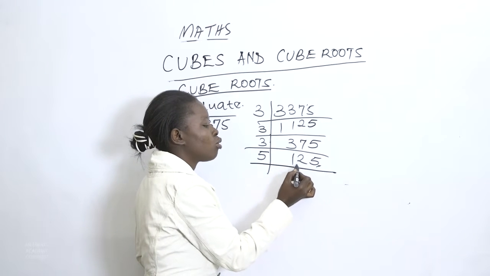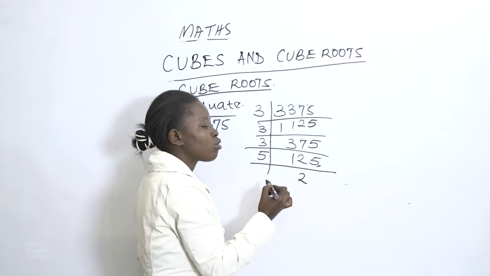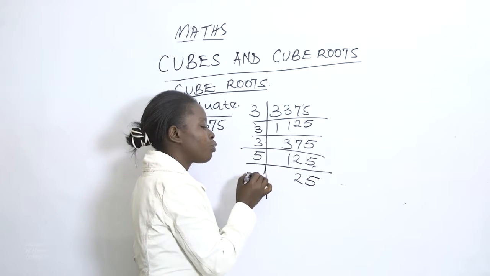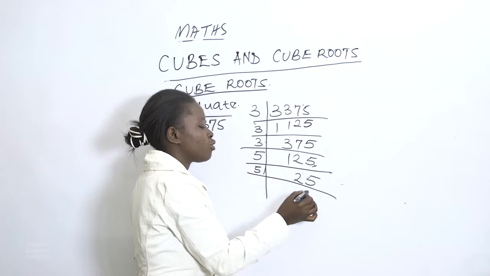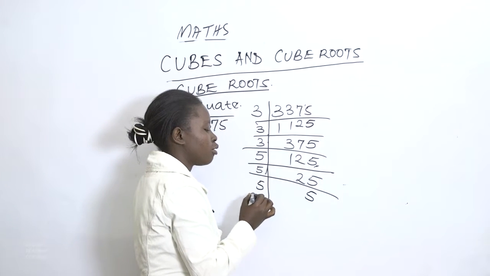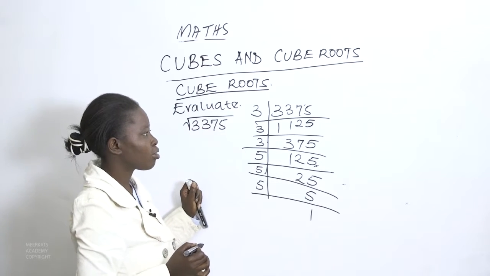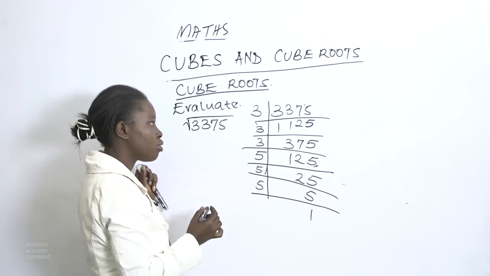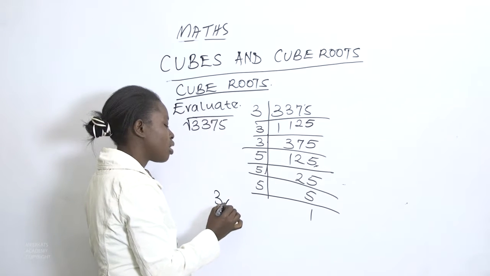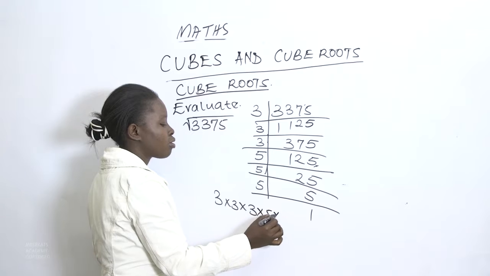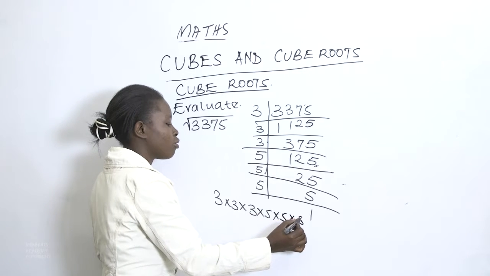So 5 into 12, that is 2 because of 10. 5 into 25, we have 5. Still, 5 into 25, that is 5. And finally, 5 into 5, we have 1. So it means that the factors making up 3,375 are 3 times 3 times 3 times 5 times 5 times 5.